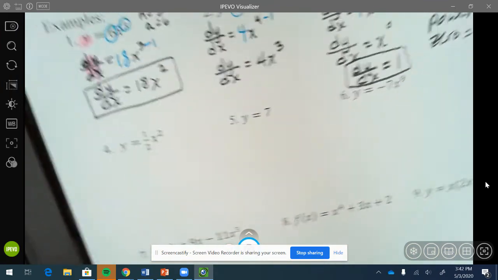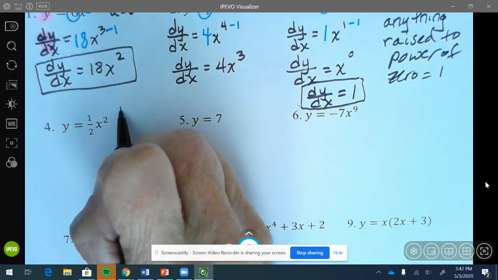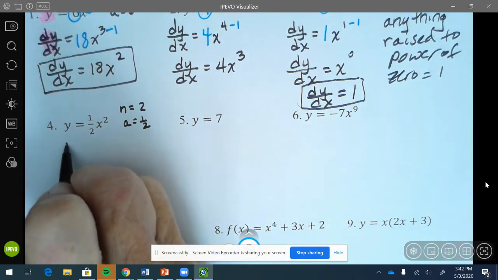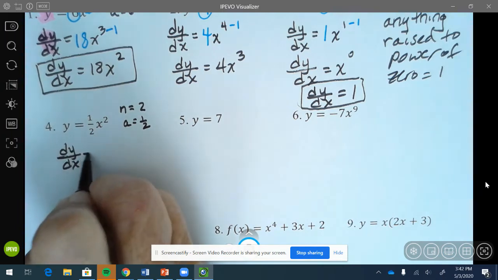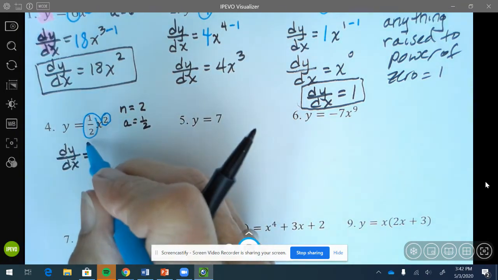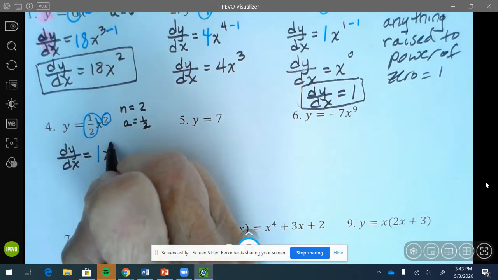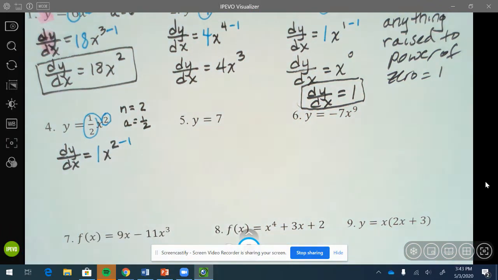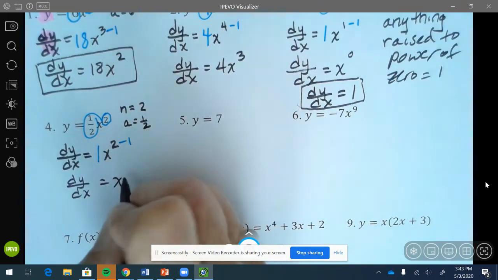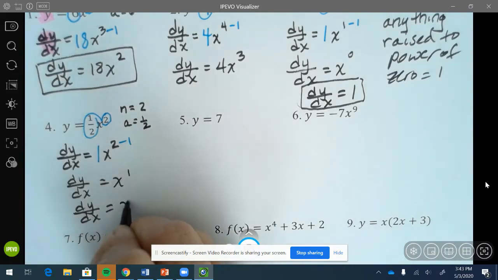Here you have y equals 1/2 x to the power of 2. So our n is 2, our a is 1/2. The function is named y, so let's name it d of y over d of x for the gradient function. And do the same process. The exponent times the coefficient. What's 1/2 of 2? The answer is 1. x raised to the power of 2, but remember you've got to subtract 1. So let's clean it up. d of y over d of x equals x to the power of 1. We typically don't leave it that way. We would just write equals x. And that's it.